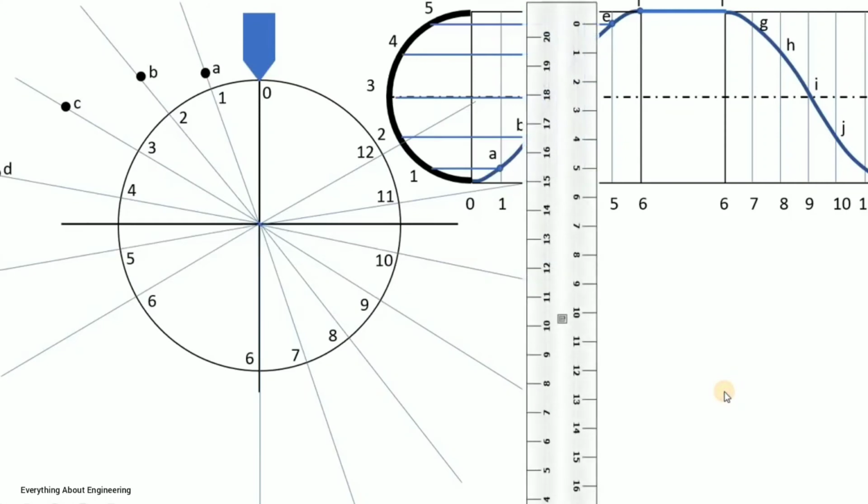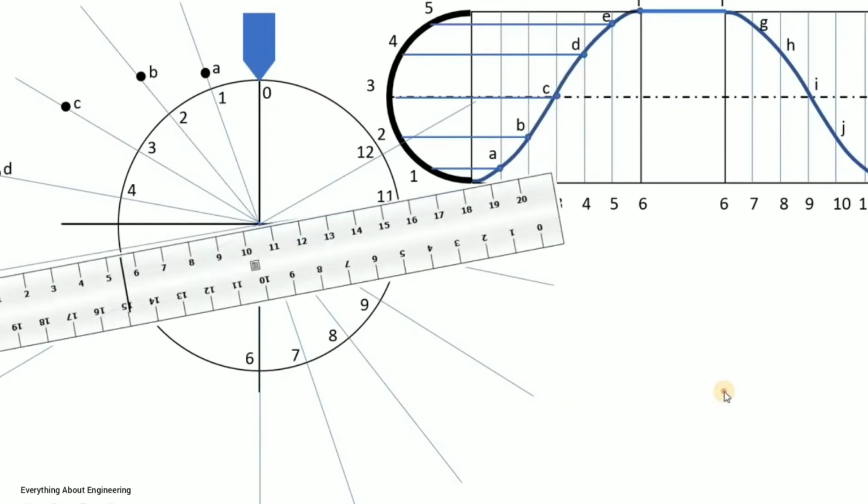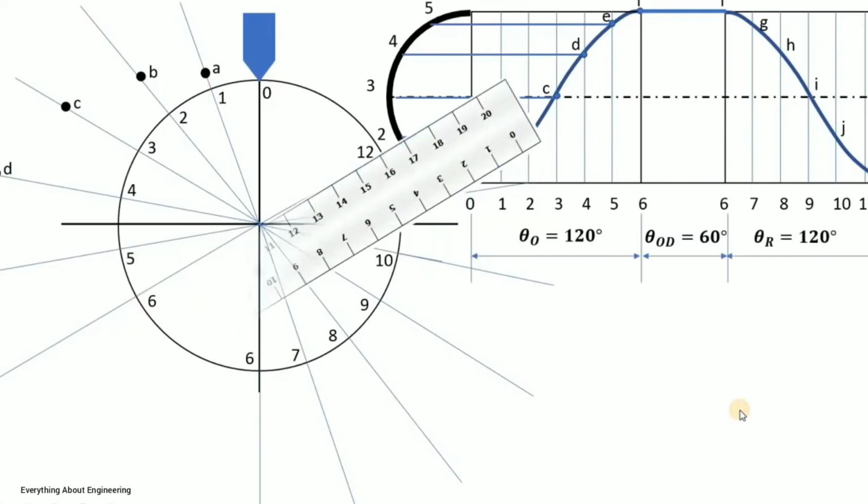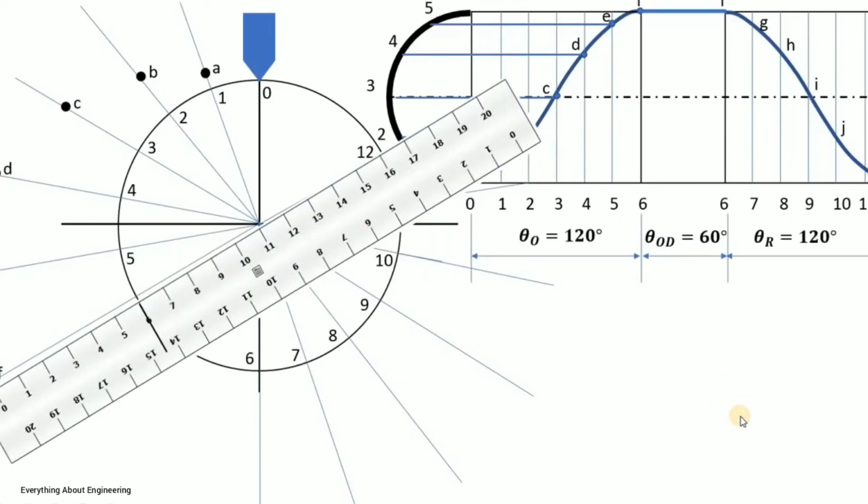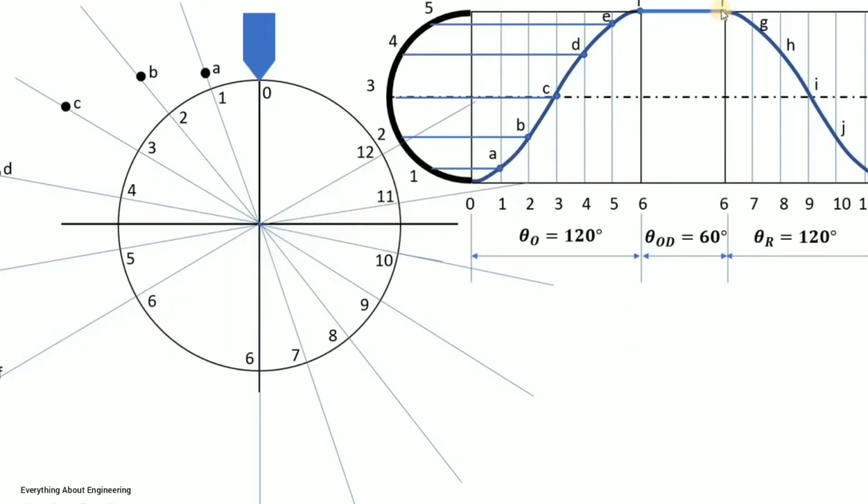Then 5E, and then 6F. Similarly, this 6F will be drawn on the return stroke lines also. All these points are drawn. This 6F, then 7G, 8H. So all these lines 6F, 7G, 8H, these distances are transferred over here on the corresponding lines.